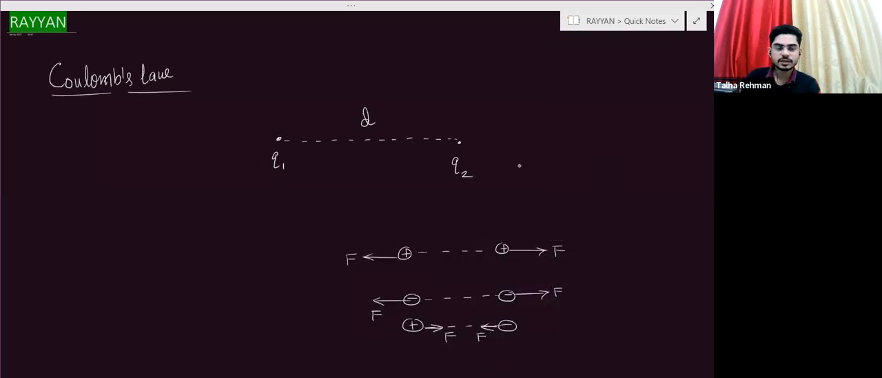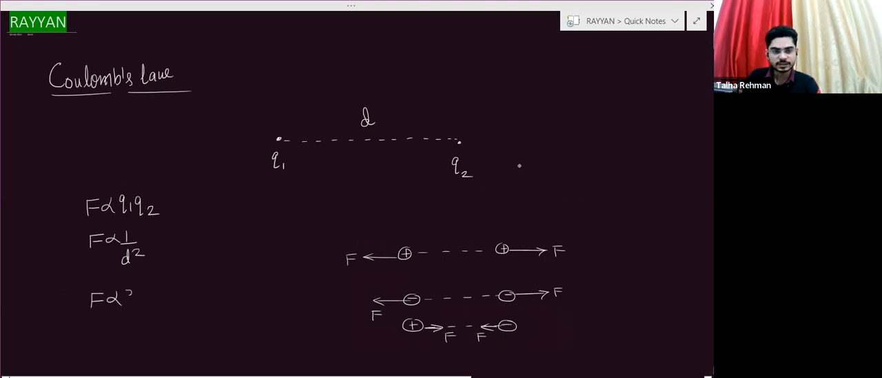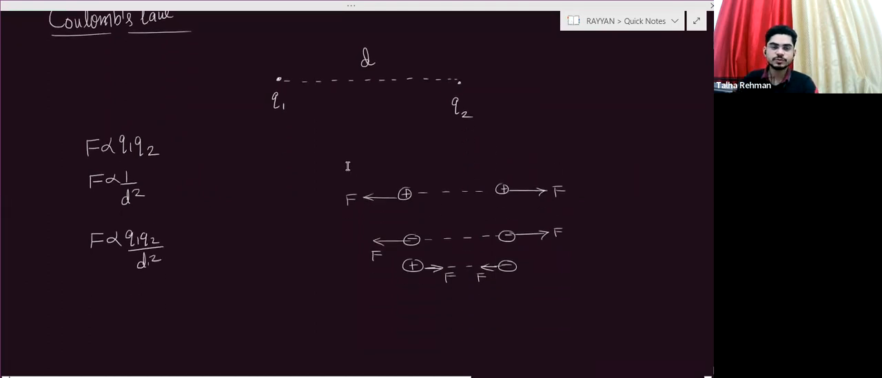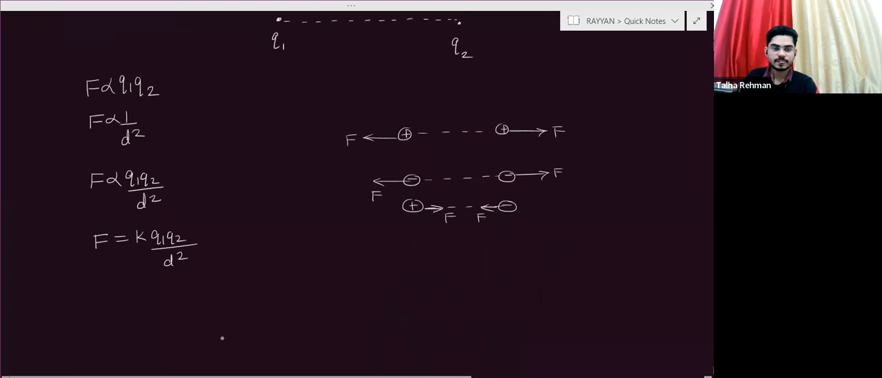So Coulomb said that the force between the two charges is directly proportional to the product of the charges and inversely proportional to the square of the distance between the two charges. When you combine it, you get q1 q2 divided by d square, and when you remove the proportionality sign, you get a constant k: F = k q1 q2 divided by d square, and this value of k is 1 upon 4 pi epsilon naught.